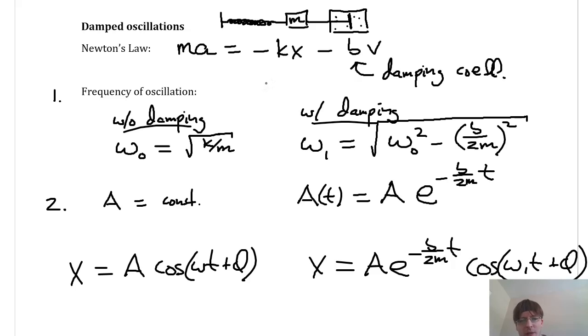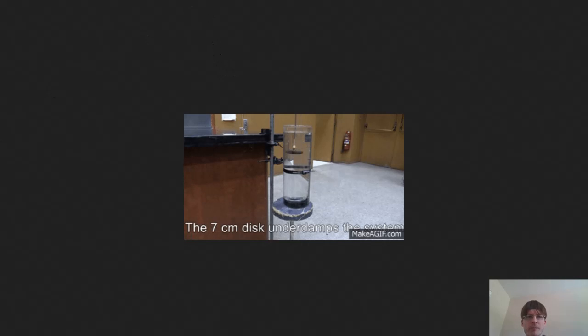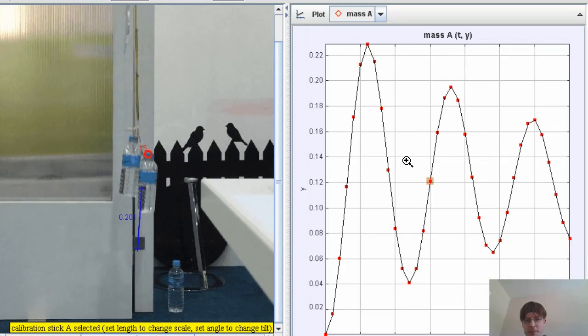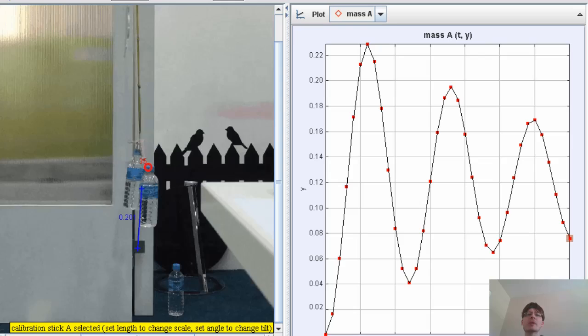Now, it's worth noting that something unusual happens if the damping coefficient is very big. If the damping coefficient is small, then it still vibrates, just the amplitude dies off. Let me show that again. Here, the water bottles, the amplitude dies off with time. It gets smaller and smaller.